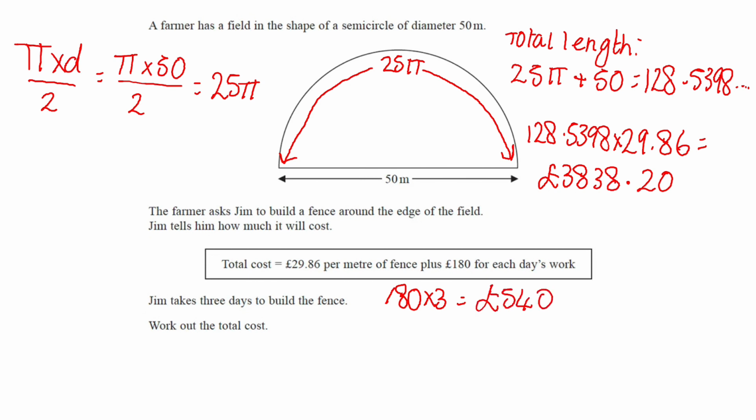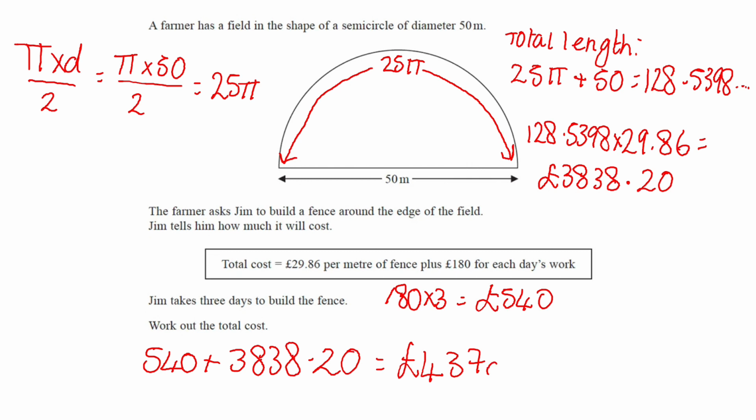Now to get our total cost, we are going to take the £540 and we're going to add on the cost of the fence around the outside. So our total cost would be £4,378. And because it's money, remember we do 2 decimal places. So it's 20p.